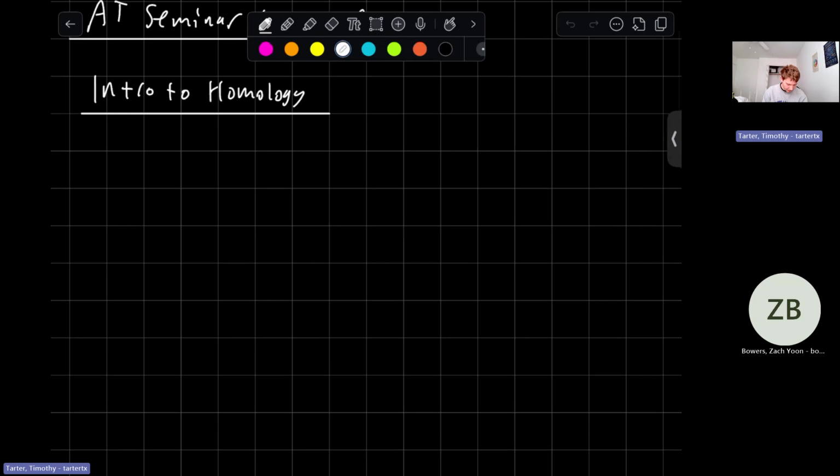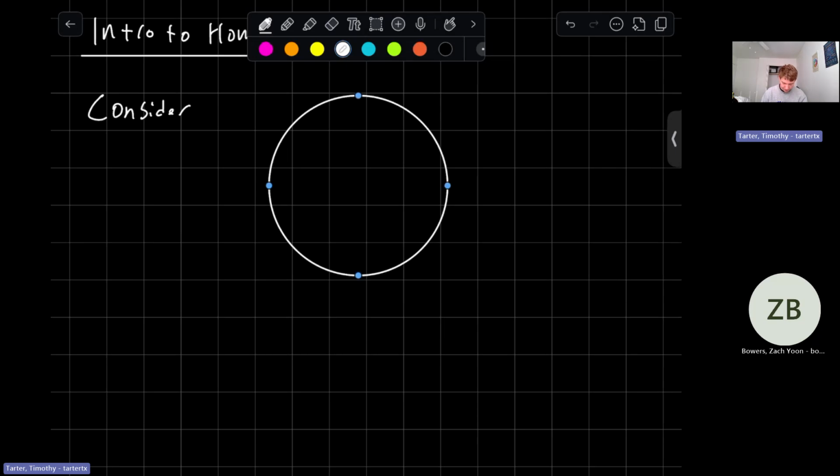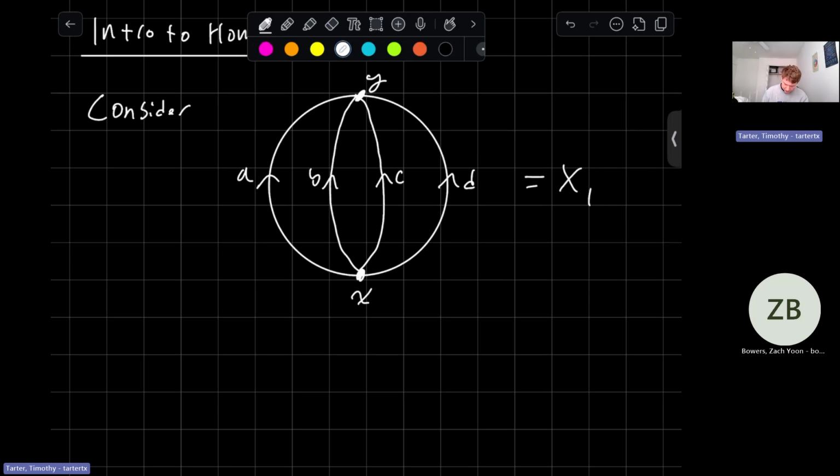So consider, and now this is, I suppose, where I should draw a graph. So consider the graph that is being drawn, with curve B, curve C, curve D, curve A, point X, point Y. So consider the graph, and we're going to call this X1.